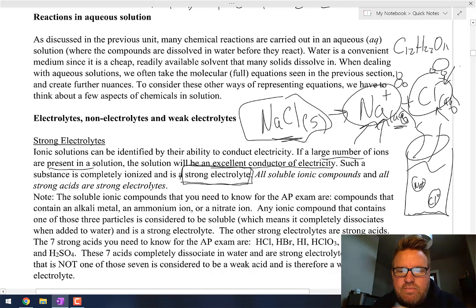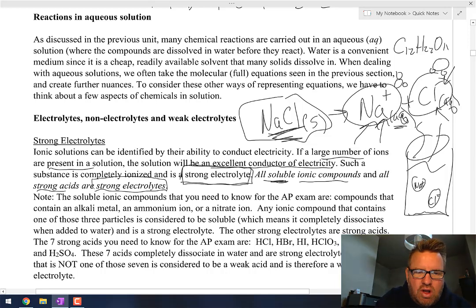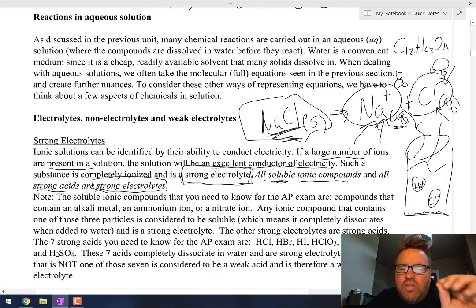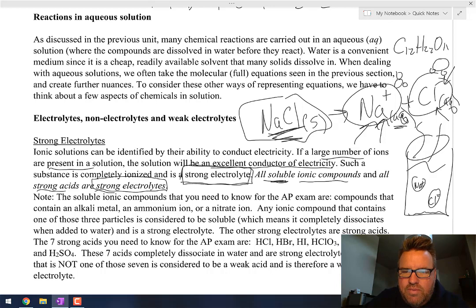Okay, now with ionic compounds, that is the case. And notice here it says all soluble ionic compounds and all strong acids, we'll talk about that in just a second, are strong electrolytes, okay? What that means is that not all ionic compounds are soluble, okay? Some ionic compounds are not, obviously. Think about calcium carbonate. Calcium carbonate is the chemical name for limestone, okay?